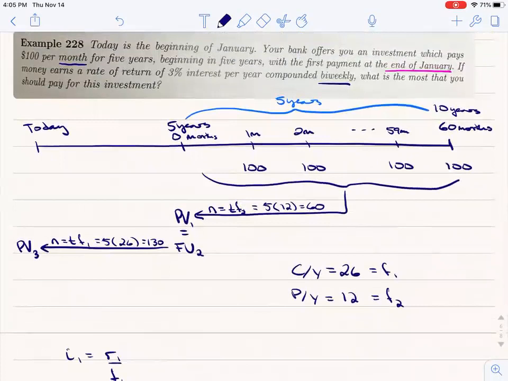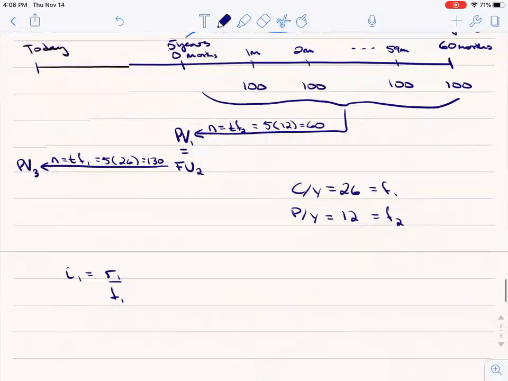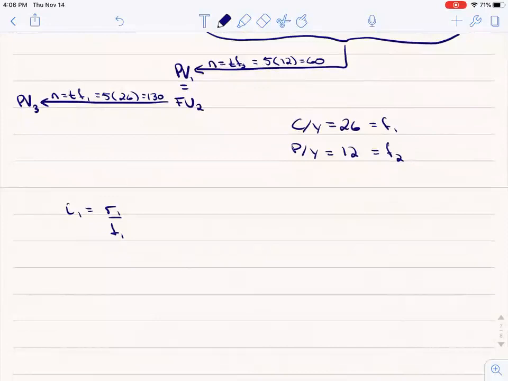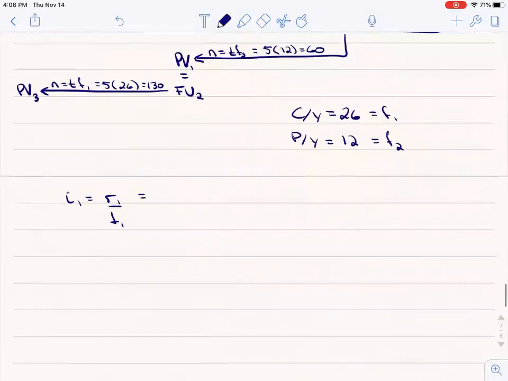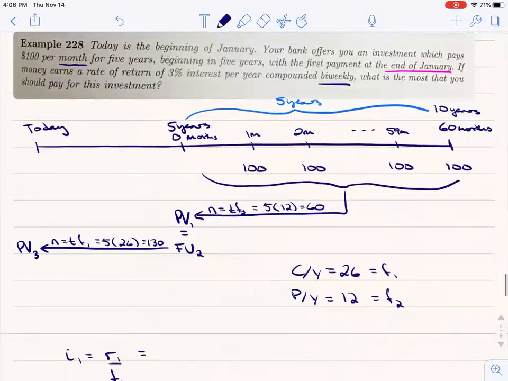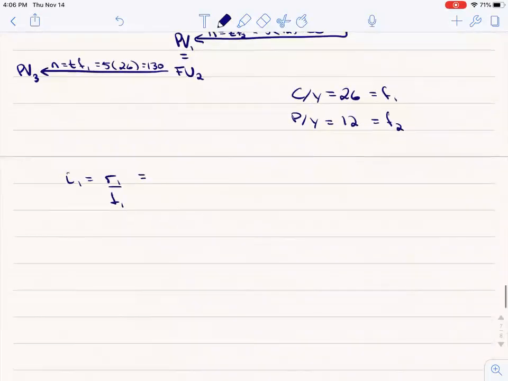One thing to keep in mind is it's possible to have different interest rates for each section. So the annuity might have a 3% compounded quarterly, and the compound interest might have a 4% compounded semi-annually, or something like that. So you'd have to really keep these things separate. For now, because this is our first deferred annuity, we don't have that, but it is something to keep an eye out for. So I1 is R1 over F1, which is 0.03 divided by 26.